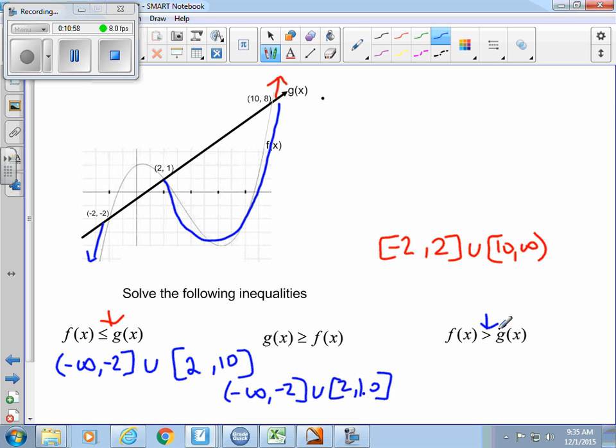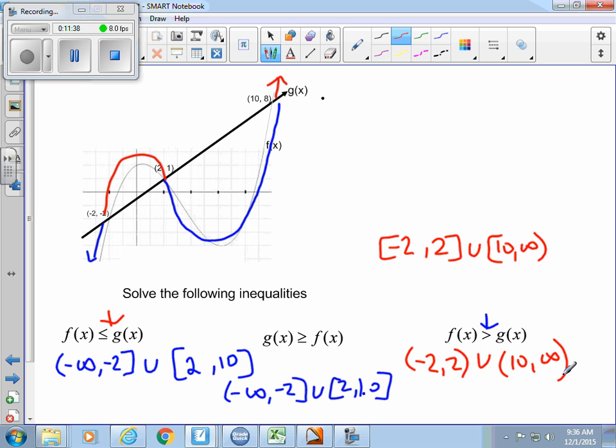Okay, let's talk about non-brackets. This is just a greater than symbol, right? So when we're just greater than, do we want the intersections included? No. So on f of x greater than g of x, that would be the red parts, right? F of x greater than g of x. Now, this time I'm not going to put brackets. Why am I not going to put brackets? Because not equal to. I don't want to know when they're equal. I just want to know when f of x is greater than g of x.